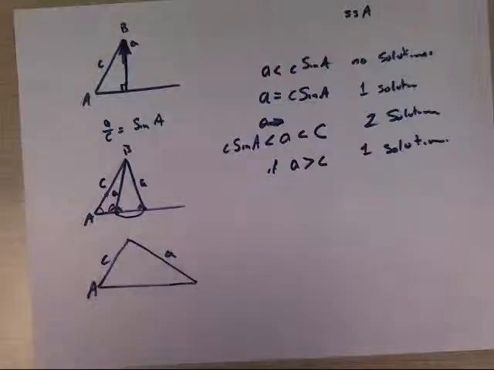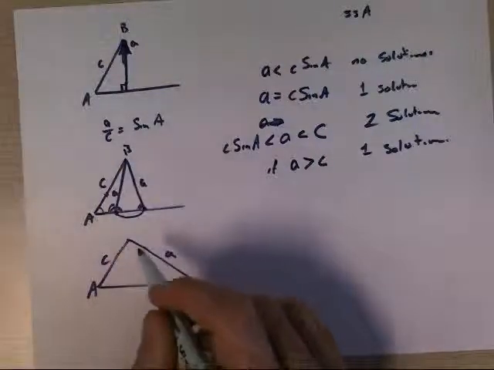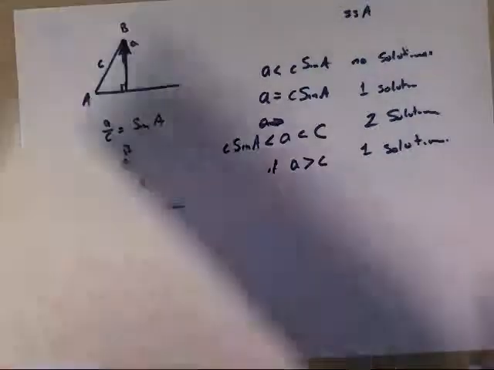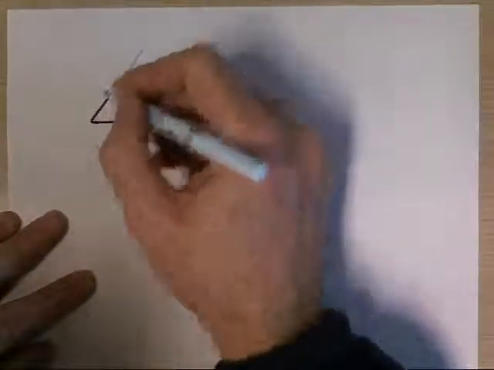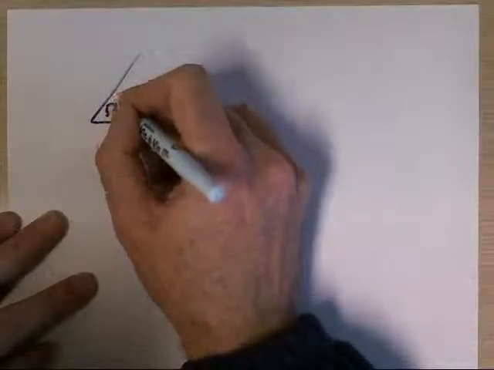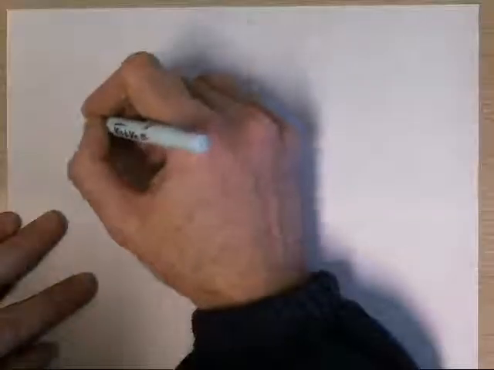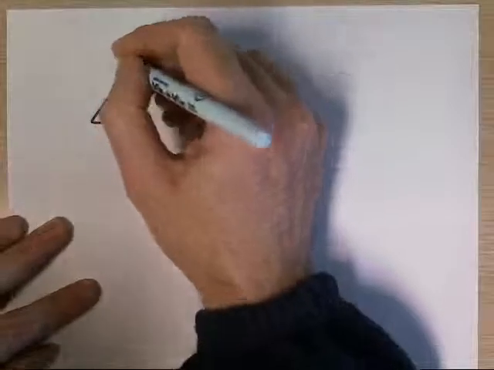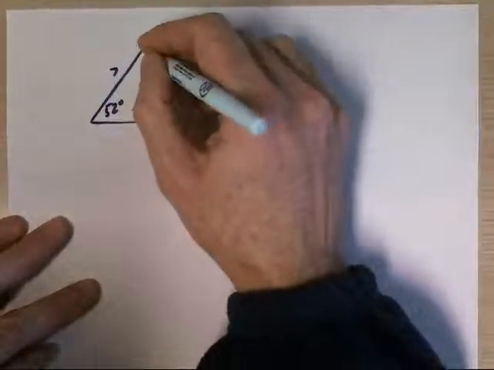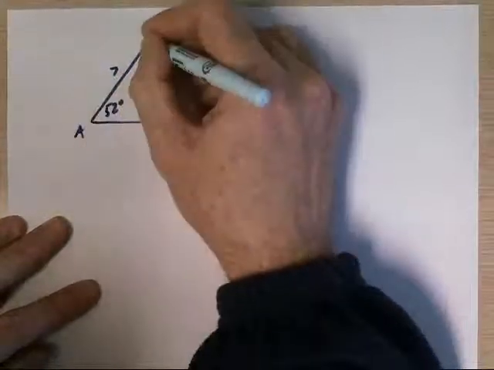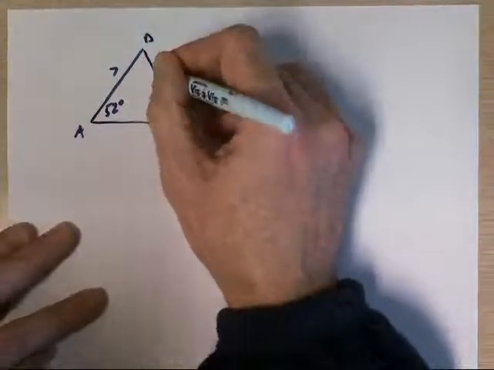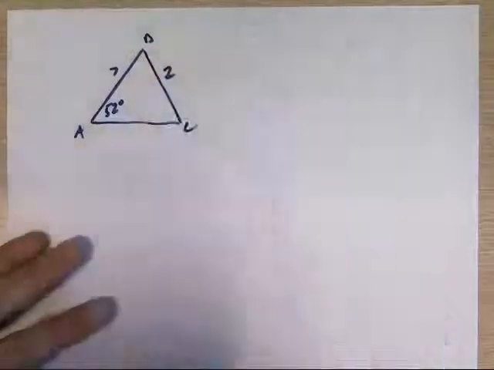Right? So let's try an example of what happens here. We'll do one of each of those. So here we go. Let's start out with our angle here. I think in the previous example I used 52 degrees in here. So let's do that. Let's give this a side length of 7. And over here, so this is A, B, C. This is a side length of 2.